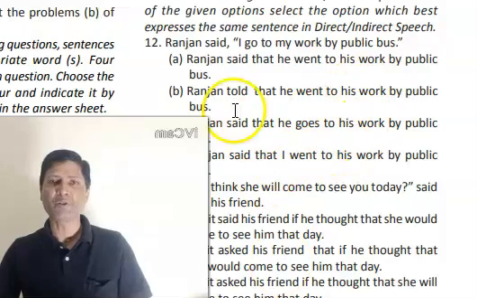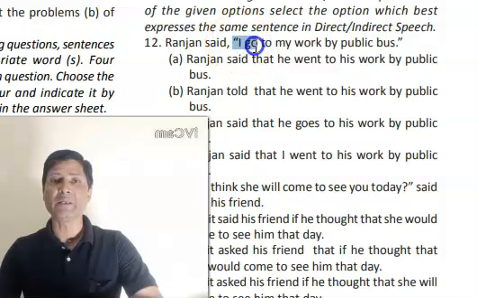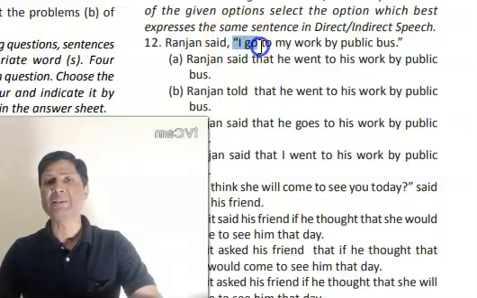So Ranjan said, here "said" is a reporting verb. "I go to my work by public bus." So here "that" will come, and this "I go" is in simple present tense. It will change to simple past tense. So Ranjan said that he went to his work by public bus.